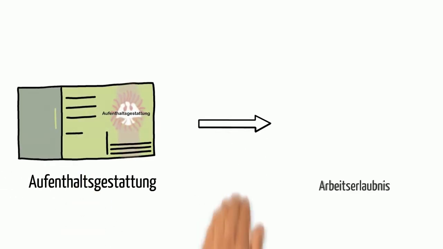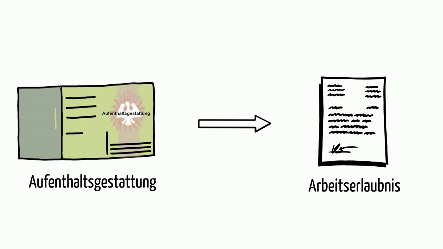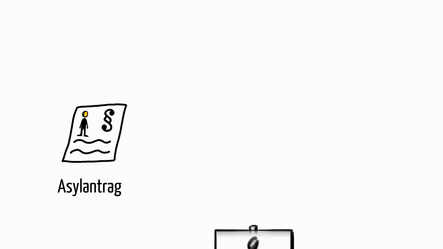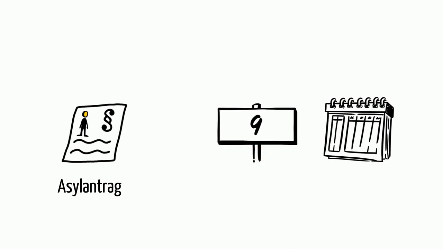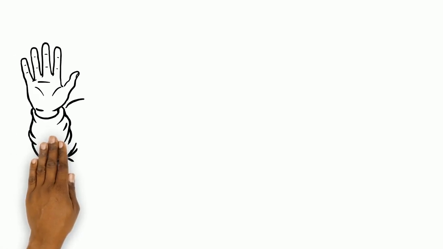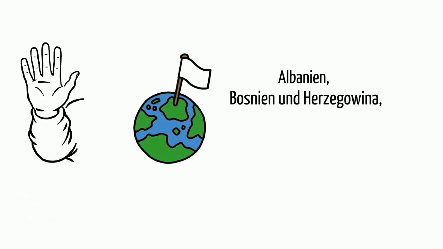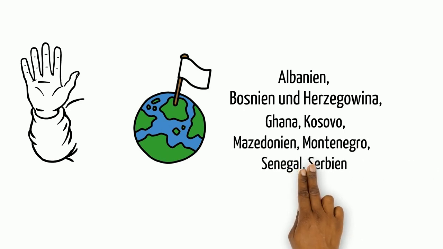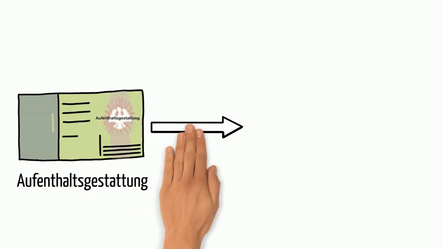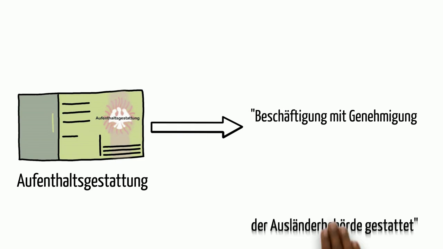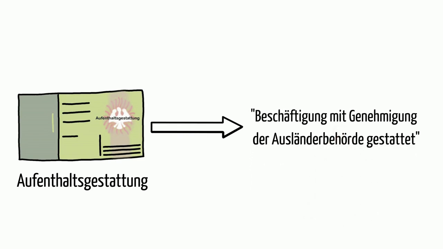When and how can you obtain a work permit if you have a residence permit? If you have submitted your asylum application at least 9 months ago, and you do not come from Albania, Bosnia-Herzegovina, Ghana, Kosovo, Macedonia, Montenegro, Senegal, or Serbia. Your residency permit must state "Beschäftigung mit Genehmigung der Ausländerbehörde gestattet."